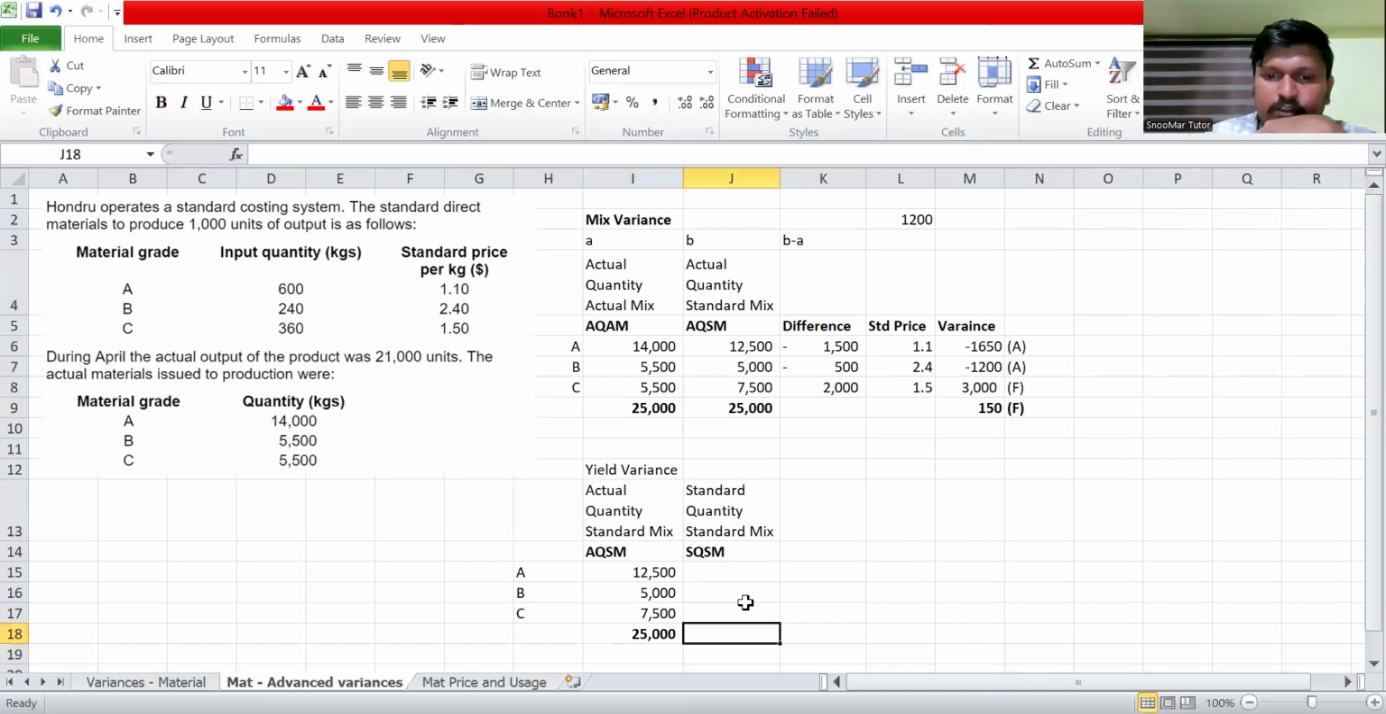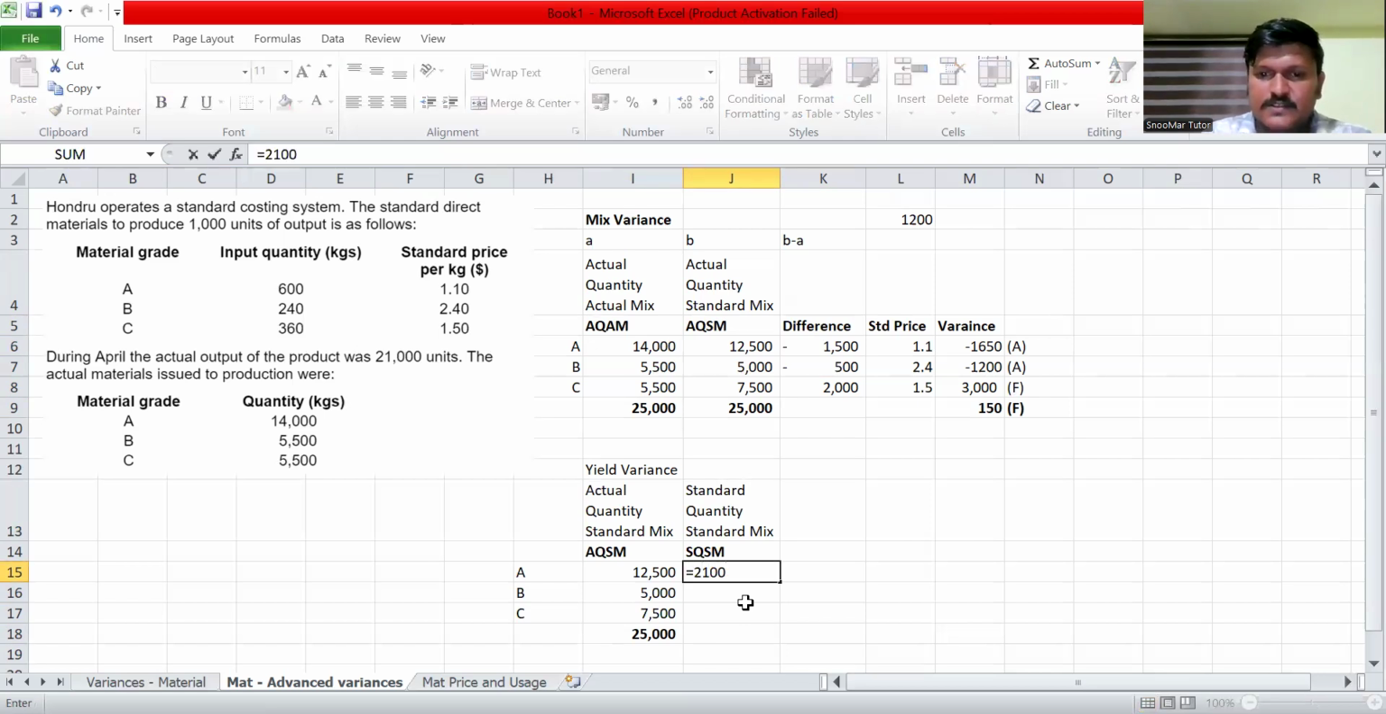Now for SQSM, you have to focus on what it is. I am not going for 25,000 here. What you have to see is what your actual output is. What is your actual output? 21,000 units. For this 21,000 units of actual output at the standard usage, standard usage is like for 1,000 units 600. So I cannot directly multiply this with 600. I have to see how many thousand-unit blocks there are. So 21,000 divided by 1,000 will give me how many blocks I am having. So it is basically 21.